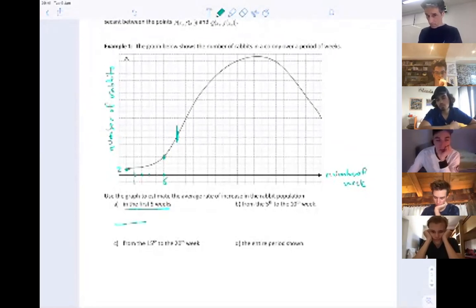Well, you'd have to calculate the gradient over the tangent, basically. It's like rise over run. Okay, so we could do a secant line, and we're trying to measure the rise over the run. What's the rise?